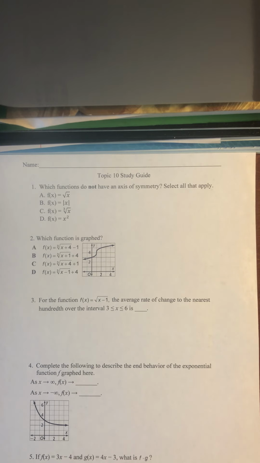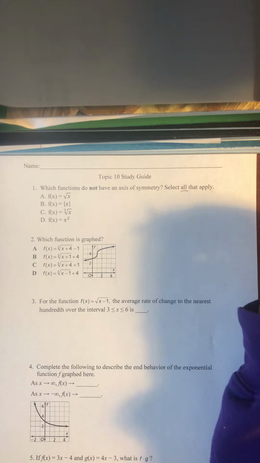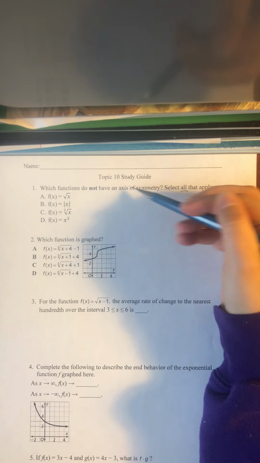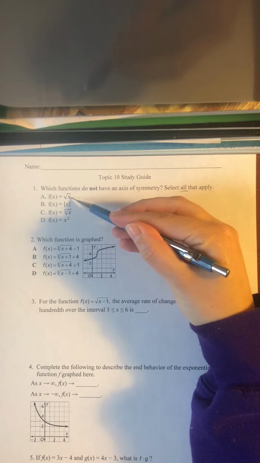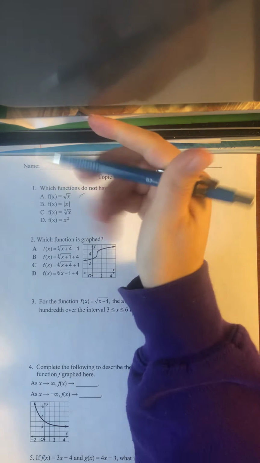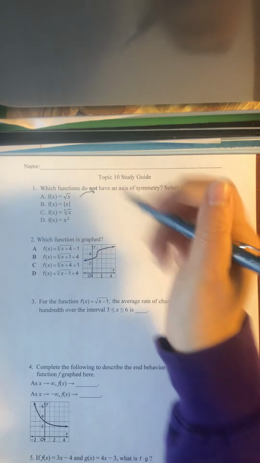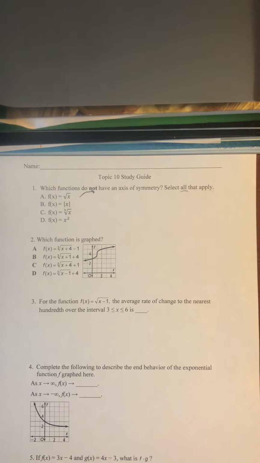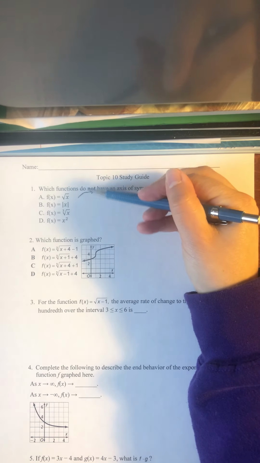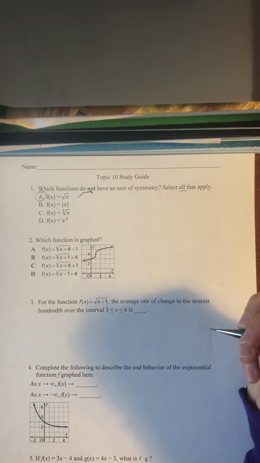Okay, so first question, which functions do not have an axis of symmetry? And select all that apply. So if it says select all that apply, we're definitely going to have more than one answer. So you want to think about the shapes of these functions. So this is a square root function. So remember, that's shaped like this. It's kind of like half of a parabola and it's like sideways. So that does not have an axis of symmetry because you can't cut this down the middle. It's not symmetrical on both sides. So this one does not.